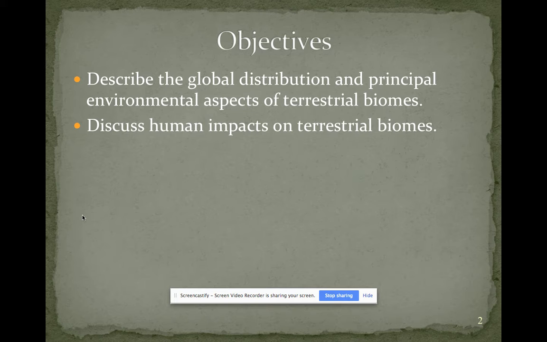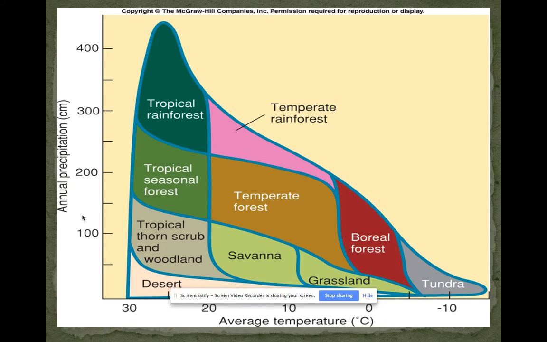From now on, I'm going to give you the objectives that College Board says you need to know. For this video, you need to describe the global distribution and principal environmental aspects of terrestrial biomes, and you need to be able to discuss human impacts on terrestrial biomes.